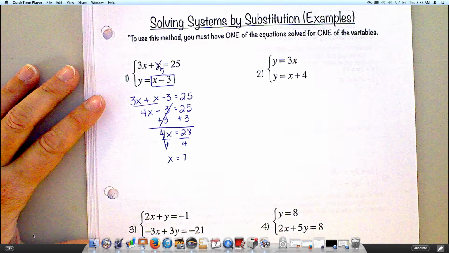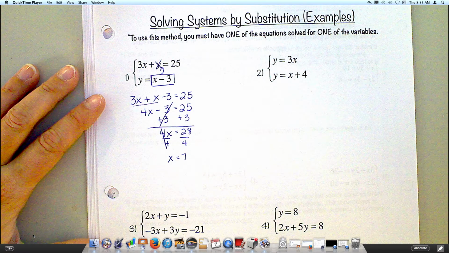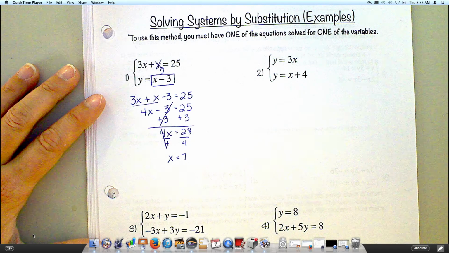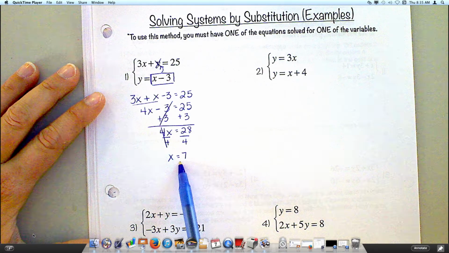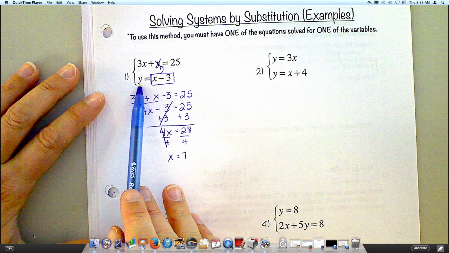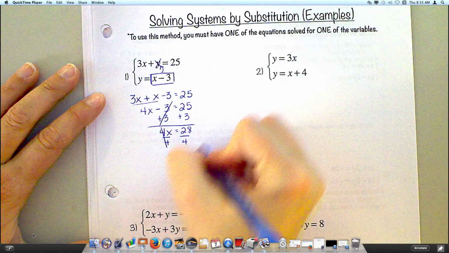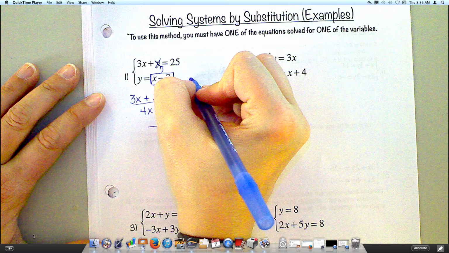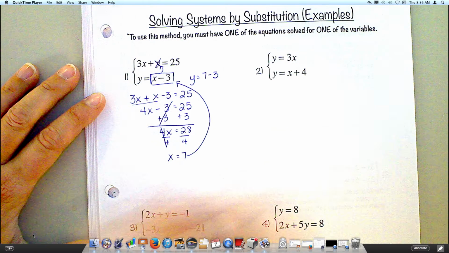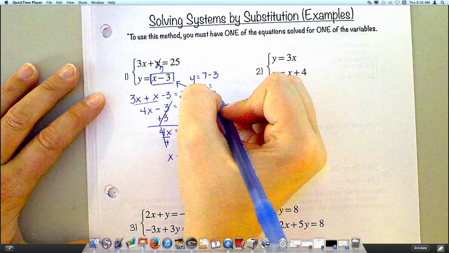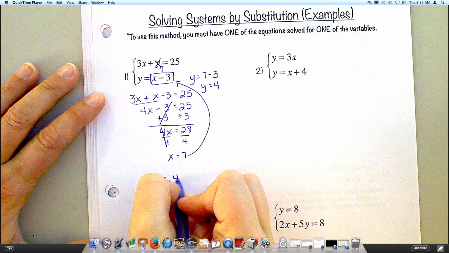Now remember that that's only half of my answer, because your answers to these are going to be coordinates. It's going to be like something comma something. So we have the x. We need to go back and find y. But that's really not going to be that hard, because right here we have y equals x minus 3, and now I know what x is. So I can plug that x value in right there. And I would get y equals 7 minus 3, which means y really equals what? 4. And so my coordinate, my final answer would be 7, comma 4.